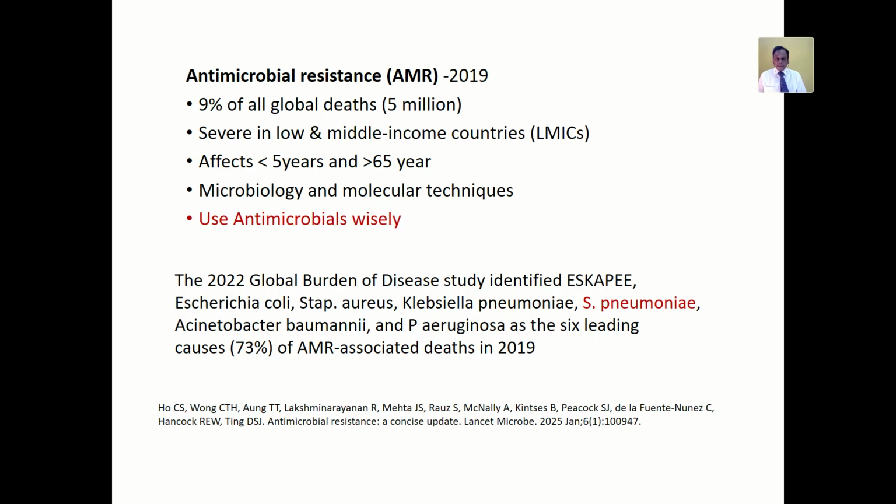And these 6 or 7 organisms, called ESCAPE, are found to be very, very important in the world, namely Escherichia coli, Staphylococcus aureus, Klebsiella pneumoniae, Streptococcus pneumoniae, Acinetobacter baumannii, and Pseudomonas aeruginosa. These 6 leading organisms are very important. When you happen to get these organisms, you have to be very careful.